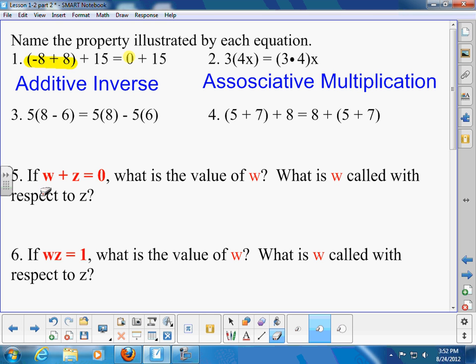Number 3, 5 times the quantity 8 minus 6 is equal to 5 times 8 minus 5 times 6, is obviously the distributive property. That's easiest.